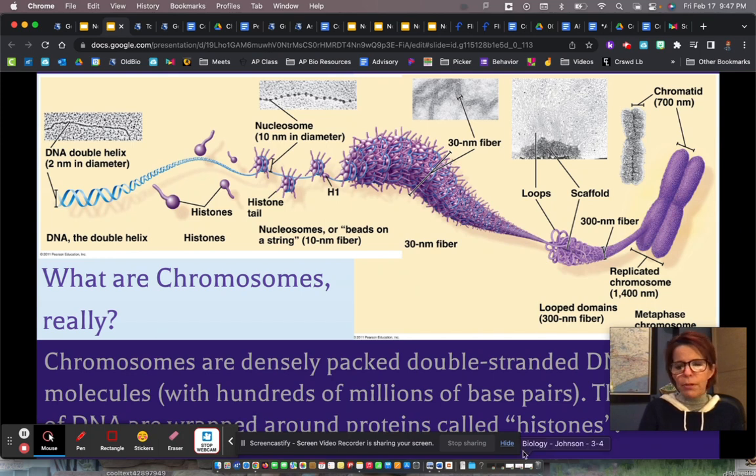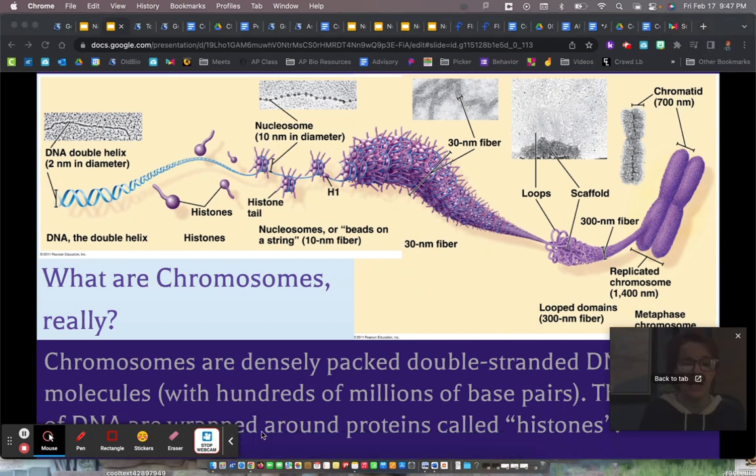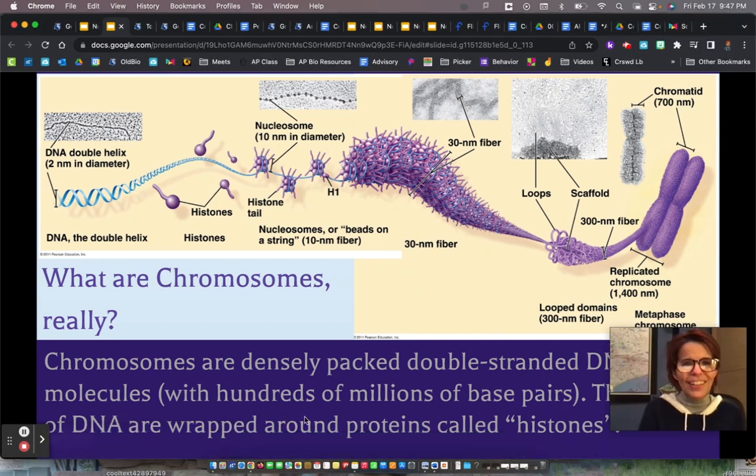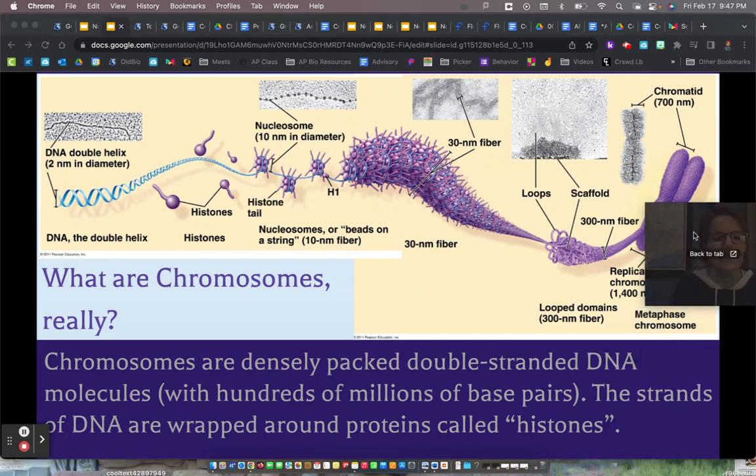Let me close up a few things to get them out of our way on our screen. There we go. Okay, so chromosomes are densely packed, double stranded DNA molecules with hundreds of millions of base pairs. The strands of DNA are wrapped around proteins called histones.